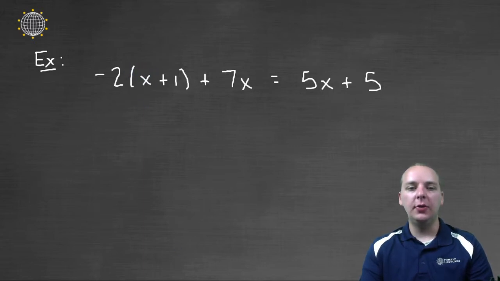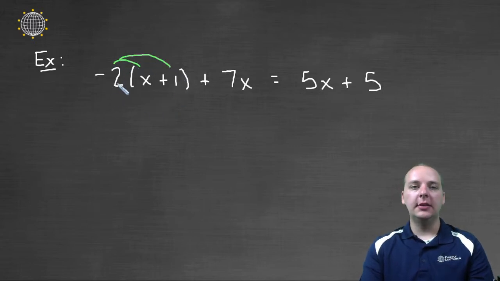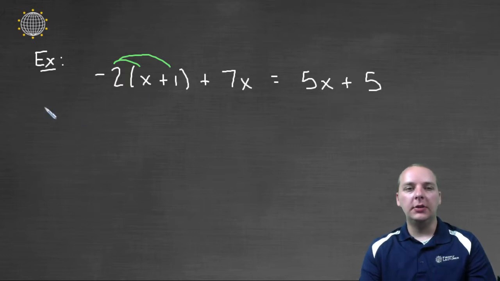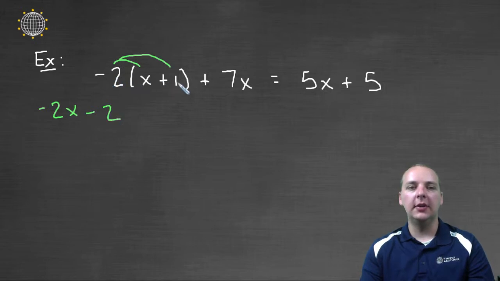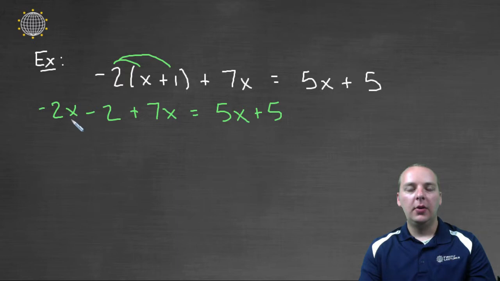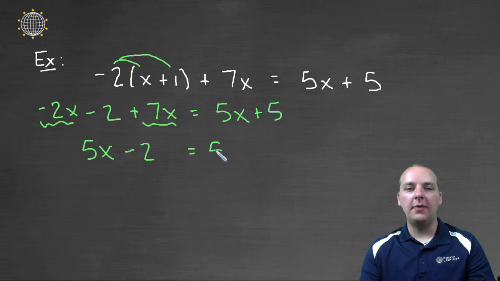So when I say that, I mean do things like distribute any constants times any binomials that you may have, combine any like terms, get rid of any fractions, that sort of thing. So here I think we'd start by having -2x minus 2, that's -2 times x and -2 times 1, plus 7x equals, and 5x plus 5 is already simplified. On the left hand side I see -2x and a 7x. Those will combine to be 5x minus 2 equals 5x plus 5.